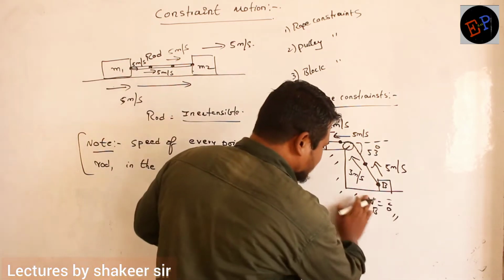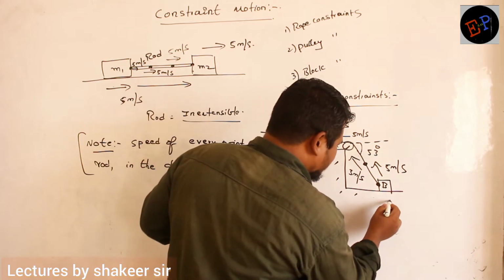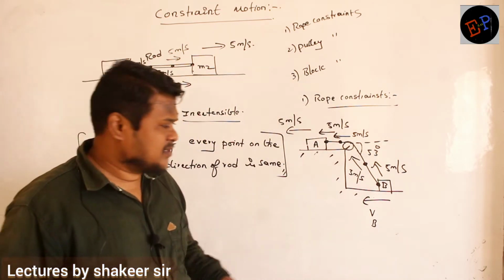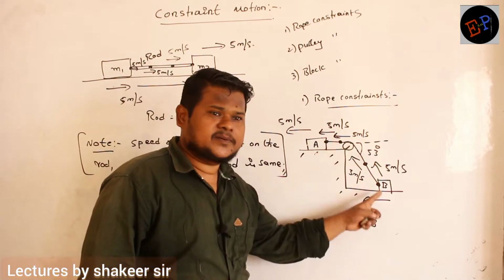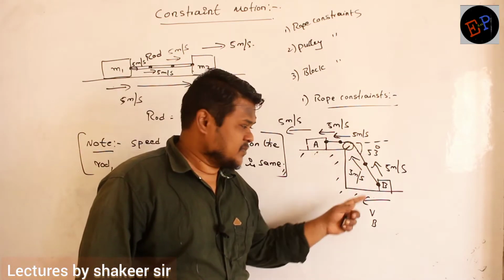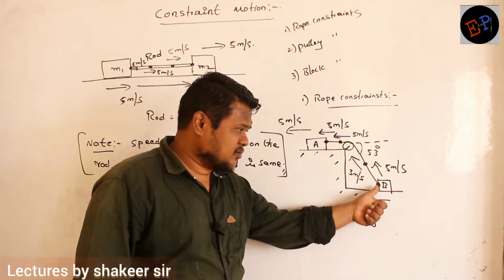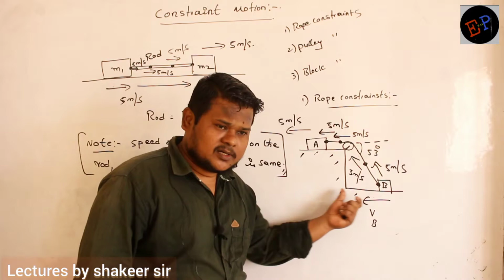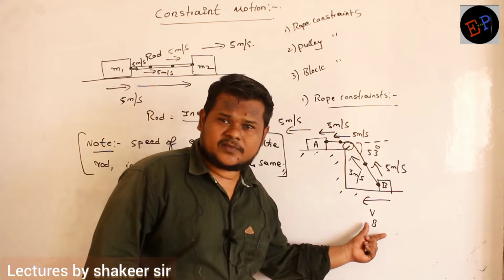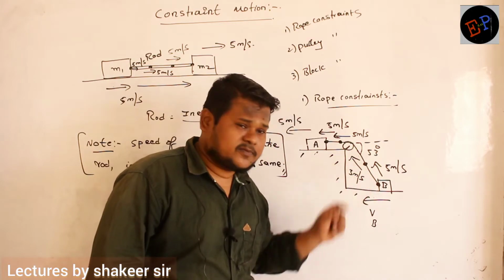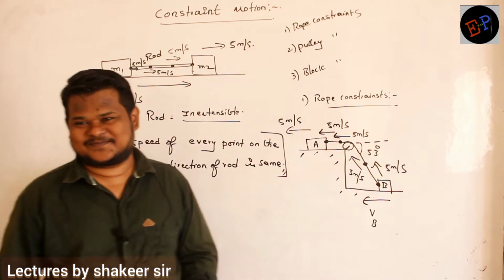So therefore I say that the velocity of block B will definitely be in this direction. Okay, then what is this velocity? What is this speed? If block A moves in this direction, block B cannot go in the air, no? It will slide on the ground. With what velocity? With the velocity of VB. Then what is this velocity? 5 meters per second.